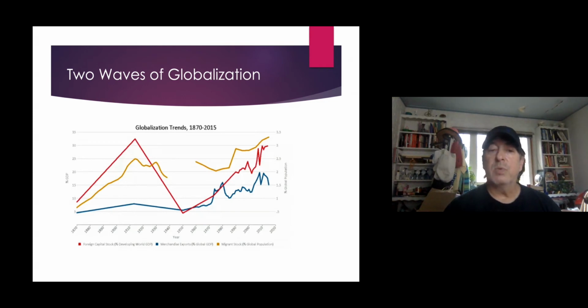But look what happens with 1914 through about 1950. Investment across borders just really cratered. Capital became much more national, and the movement of peoples across borders also declined. Trade declined as well, although less dramatically because it didn't reach quite as high a peak as the other two.